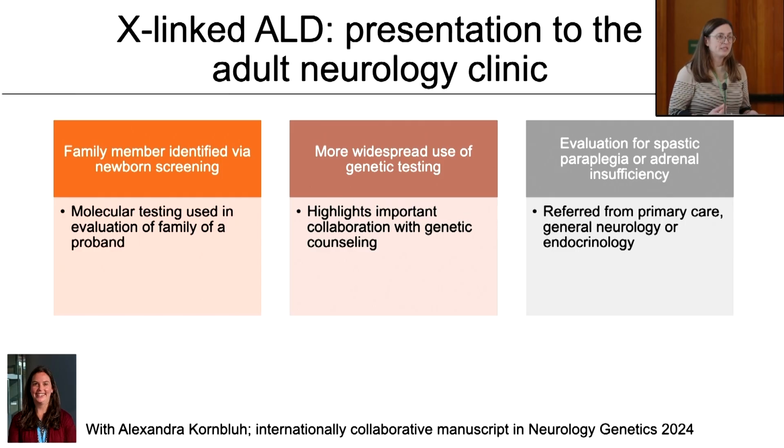There is more widespread use of genetic testing, and so some people have been sent to us because we sort of put down our flag and said, we see adults with this, so come and we'll take care of you. And then actually the endocrine clinic is where people have been sent over with adrenal insufficiency or workup for spastic paraplegia.